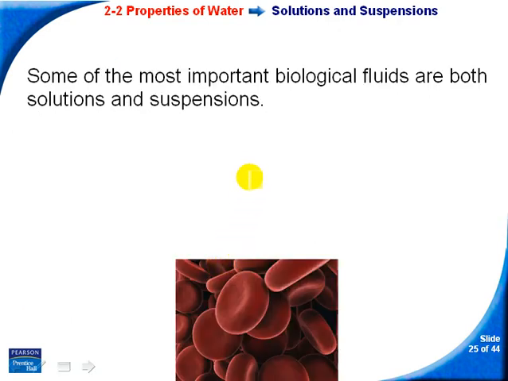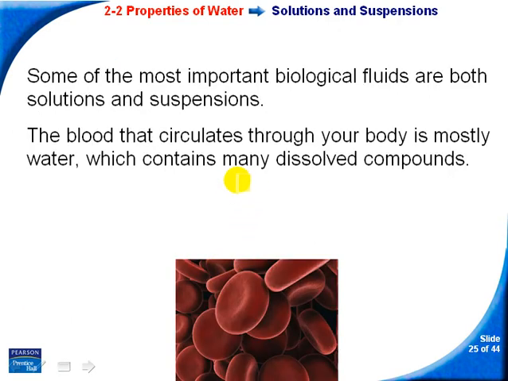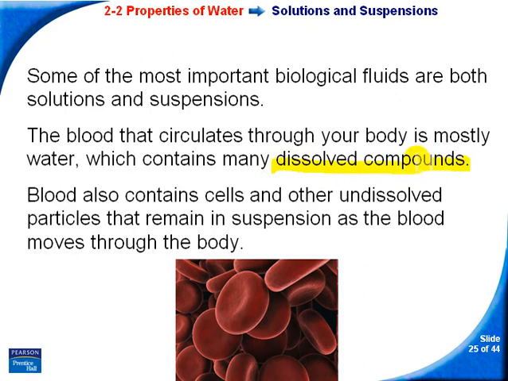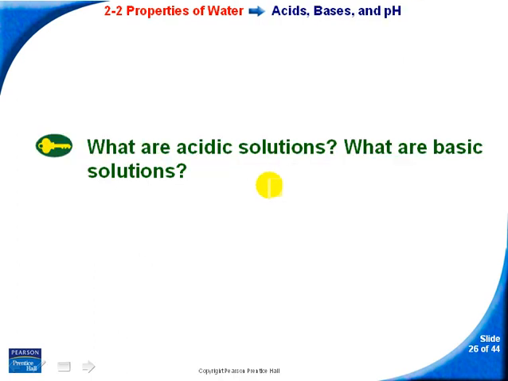There are some biological fluids that are both solutions and suspensions. Blood has a lot of dissolved compounds in it, so that would make it a solution. But it also contains cells and other particles that remain in suspension. So blood, in some ways, is dissolving some compounds, but it also has cells and particles suspended in the blood.